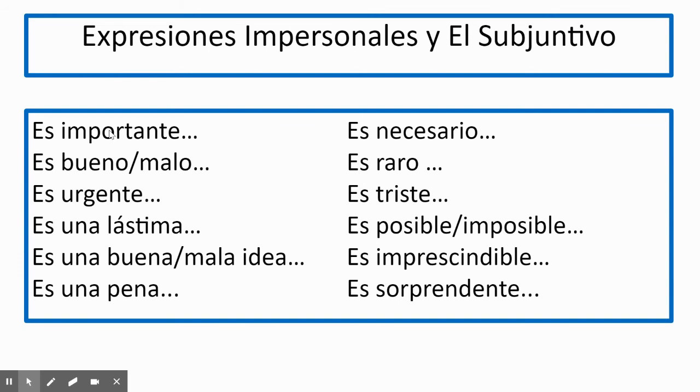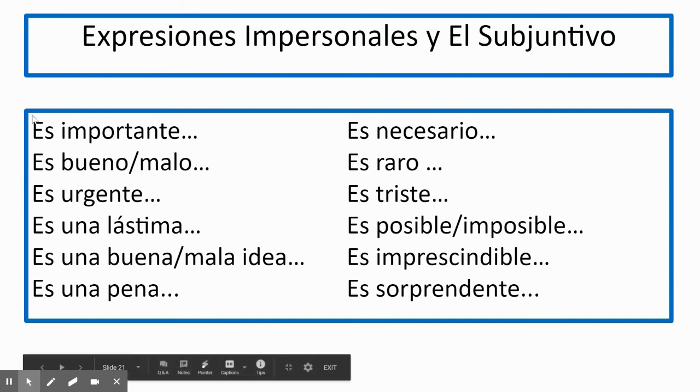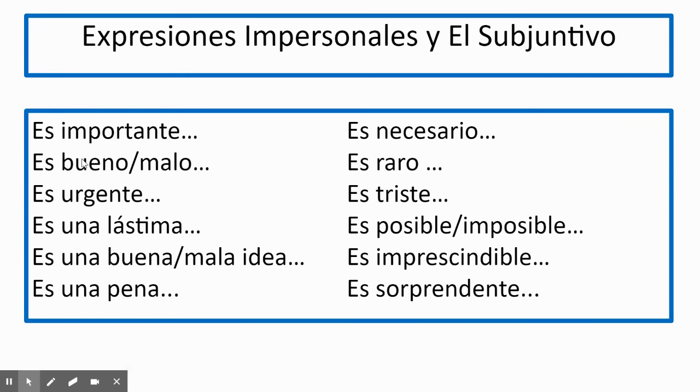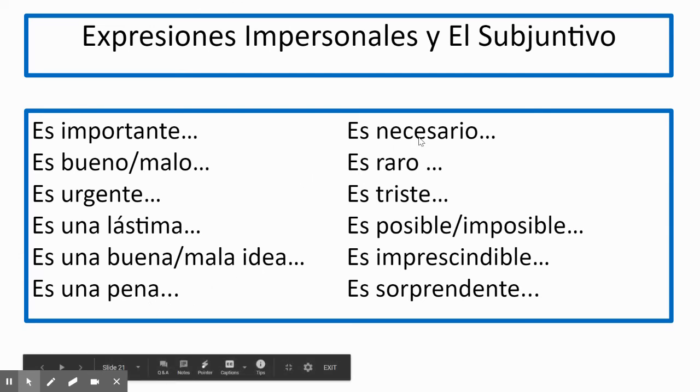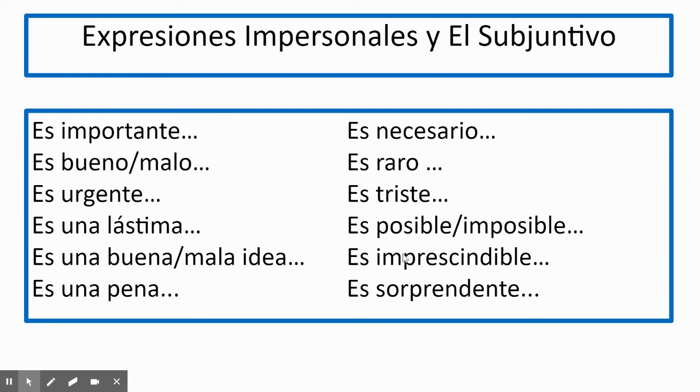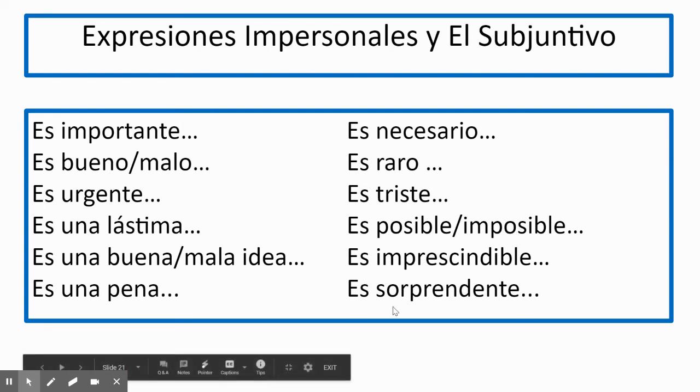These are your impersonal expressions. They are purposefully in a giant blue box because these are your main clauses. Es importante, es bueno o es malo, es urgente, es una lástima, es una buena o mala idea, es una pena, necesario, raro, triste, posible, imposible, imprescindible, sorprendente. Each one of these is an impersonal expression. It doesn't have a subject. These will be used in the main clause of your sentences to start stating your opinions, to start speaking from your heart. Let's take a look at some of these in context.